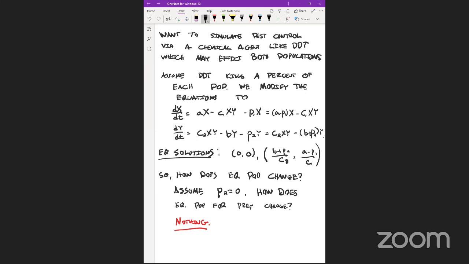But what we find looking at the modified Lotka-Volterra equations is that actually the population doesn't change. The median population, sorry, the equilibrium population doesn't change at all. And all that happens is that the equilibrium population for the predators goes down, right? So in fact, equilibrium population for predators goes down.